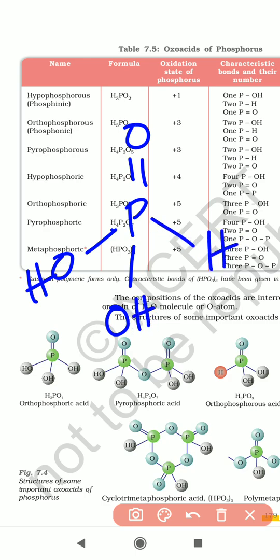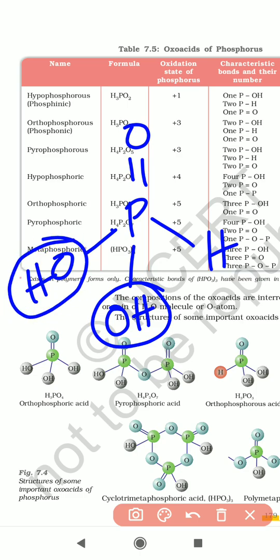H3PO3 we have taken. Here, two OH groups are easily donating hydrogen atoms, easily releasing H plus ions, compared to this single hydrogen atom. Because these two hydrogen atoms are weakly bonded. But this one hydrogen atom is very strongly bonded with the phosphorus atom. So that's why this hydrogen atom won't be released easily, right?